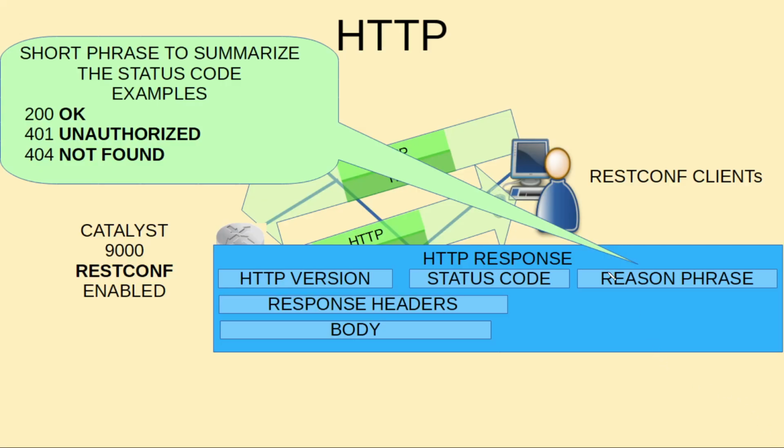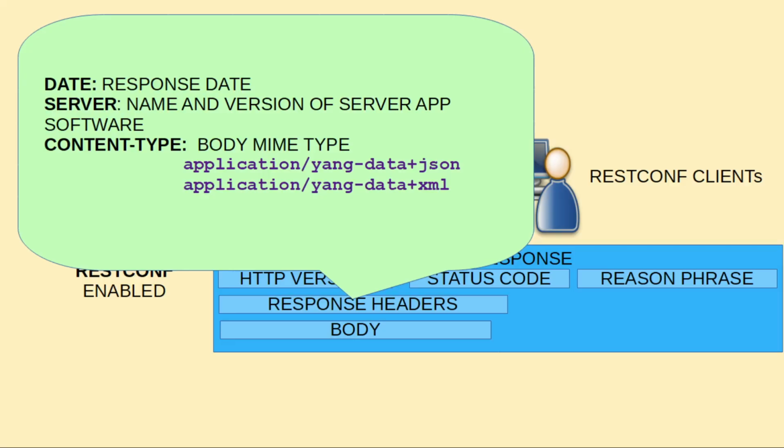Then we have the reason phrase. The reason phrase is a short phrase that summarizes what the status code means. So, for instance, for 200, the reason phrase is OK. For 404, it is Not Found. Then we have the headers.